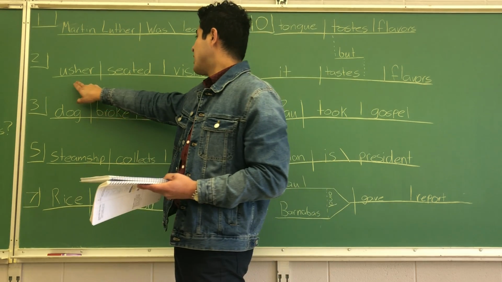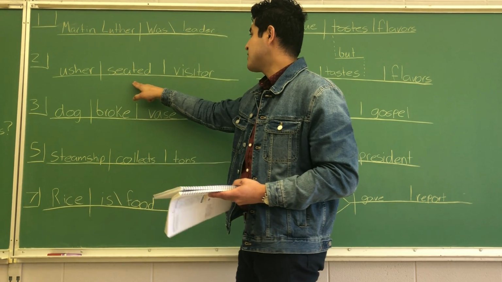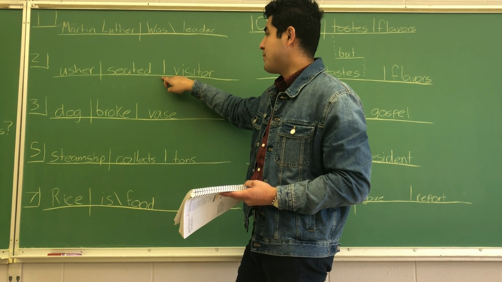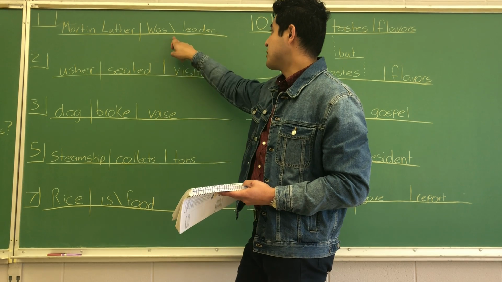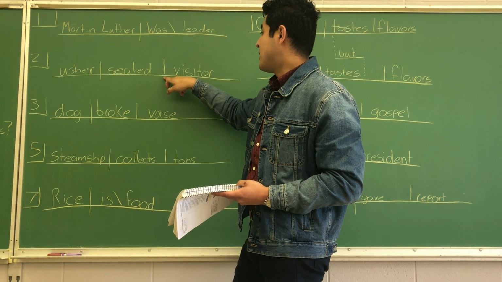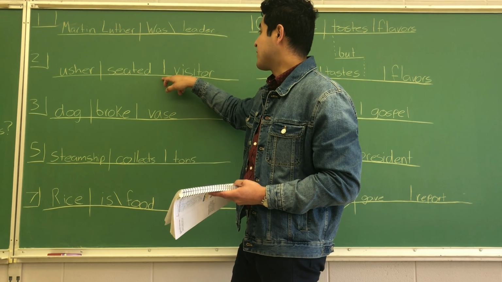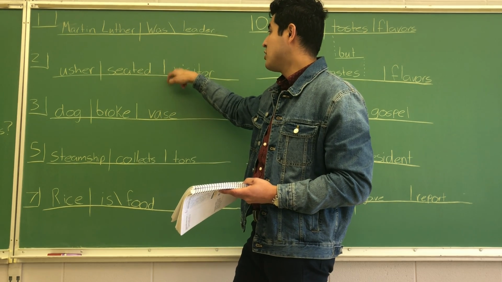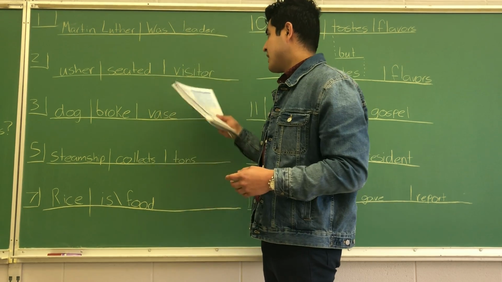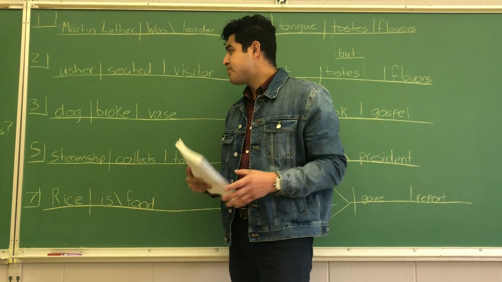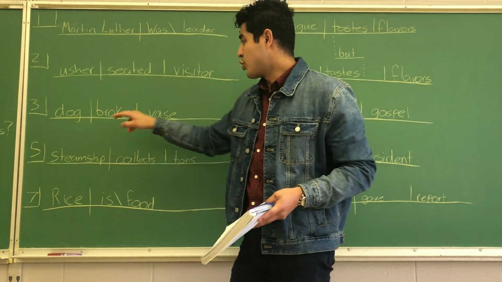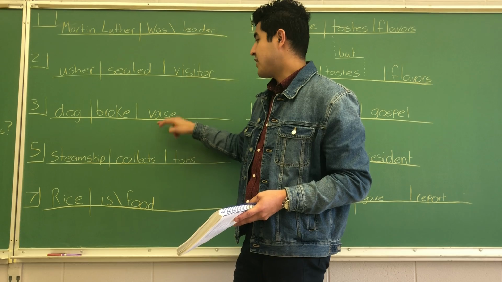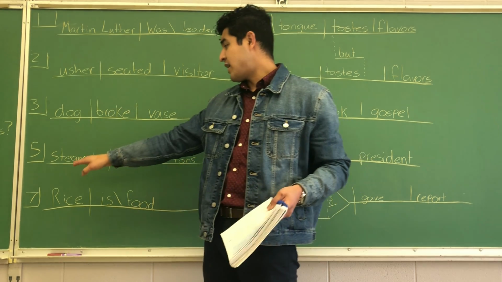So for number 2, ushers is the subject, seated is the action verb, and so our line shows that as well, okay? Our line is a vertical line that meets the horizontal line, does not go through. Same is true for the predicate nominative. They don't go through, but the only difference between the predicate nominative and the direct object is that one is vertical, one is slanted, okay? And then your direct object is visitor. Number 3, subject dog, action verb broke, and your vertical line, because it's an action verb, and your direct object, vase.